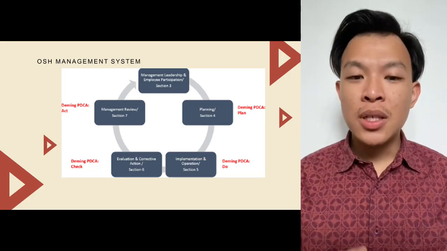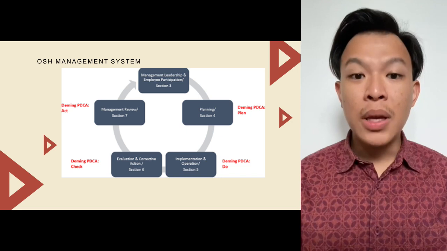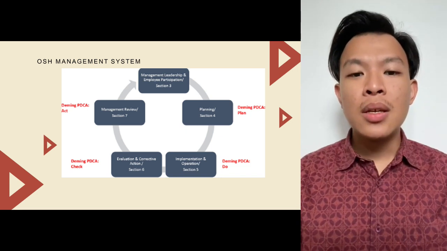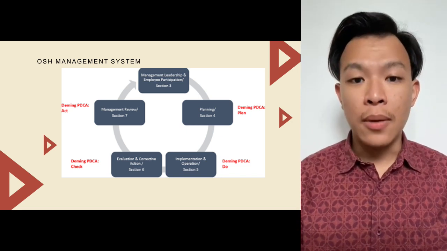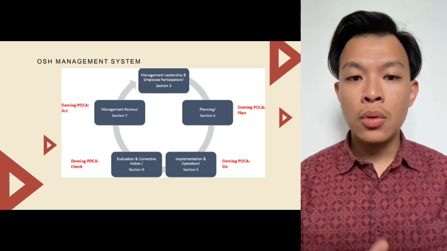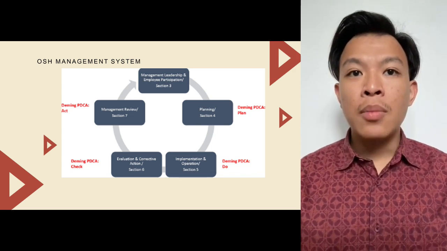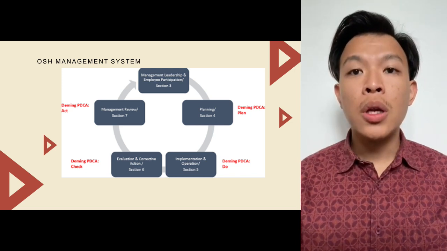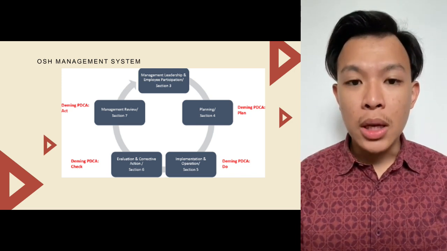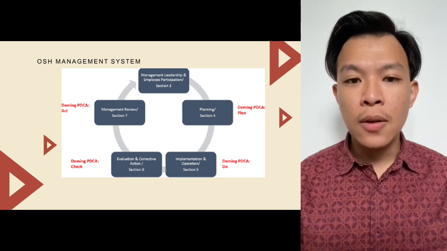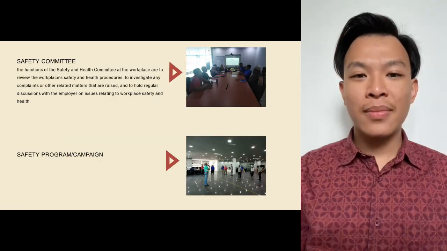In the OSH management system, they are using the PDCA cycle. PDCA consists of 4 steps, which are plan, do, check, and action. It is repeated in stages. PDCA is a tool for continuous improvement that is frequently utilized in the service and industrial sectors.